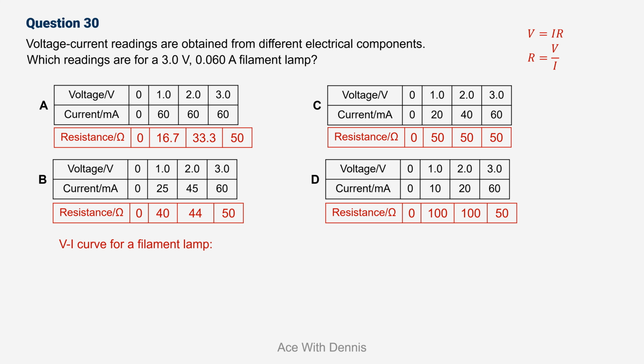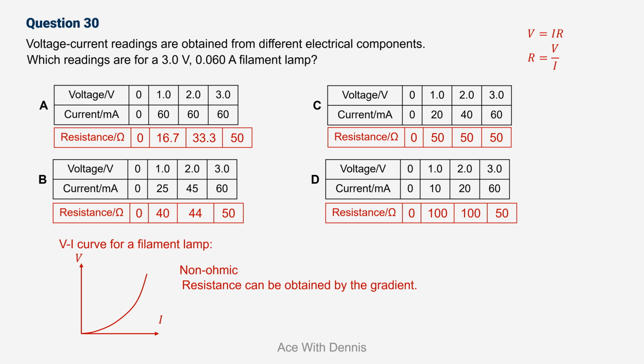Then let's recall the VI curve for a filament lamp. So this is the VI curve for a filament lamp. As you can see from this graph, the filament lamp is non-ohmic, which means it doesn't obey Ohm's law because the graph is a curve, not a straight line. Resistance can be obtained by the gradient of the graph. As you can see from the graph, initially the gradient is not steep, and at the end the gradient is very steep, which means that initially the resistance increases slowly, then it increases rapidly. So among these four options, option A is the answer.